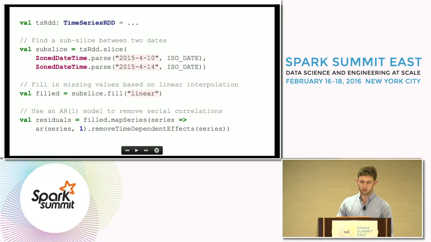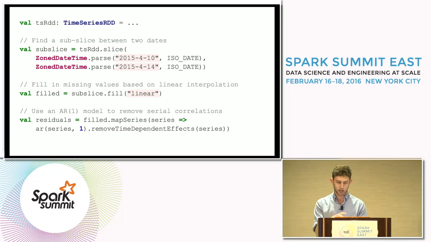Here's a sample of what it looks like to use this time series for Spark library. We build a time series RDD based on some of the functionality that's provided for converting data frames or RDDs, in either the instants or the observations format, into a time series RDD. A shuffle might be involved there.